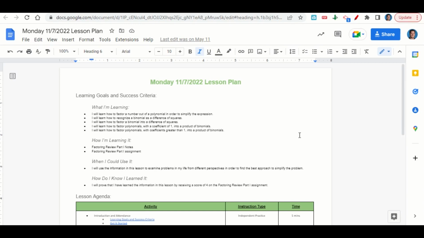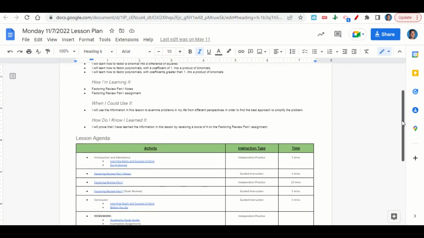How are we learning it? Through the Factoring Review Part 1 notes and the Factoring Review Part 1 assignment. When can we use this information? To examine problems in your life from different perspectives in order to find the best approach to simplify the problem. How do we know we learned it? By getting a score of 4 on the Factoring Review Part 1 assignment.